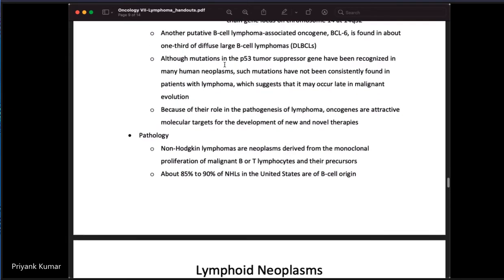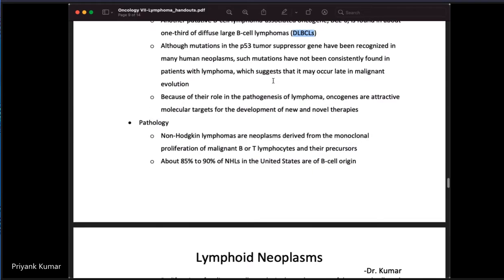Another mutation is in the B-cell lymphoma associated oncogene BCL6, that's found in diffuse large B-cell lymphomas. Mutations in P53 are found in lymphomas, but they are not consistently present in all the lymphoma patients.